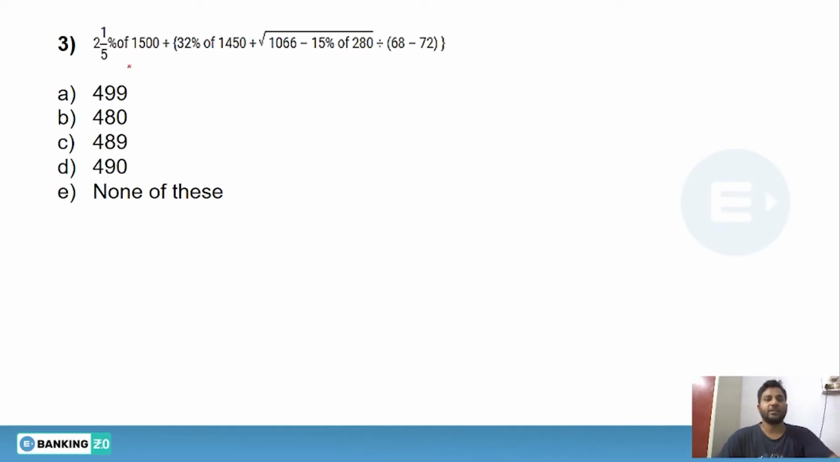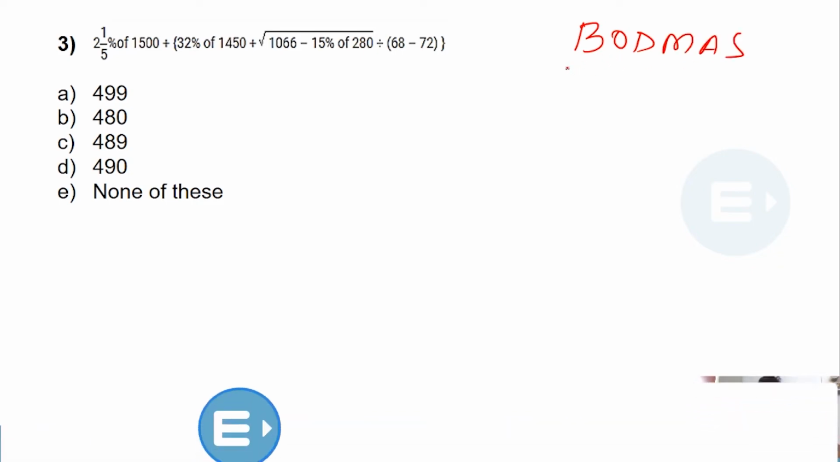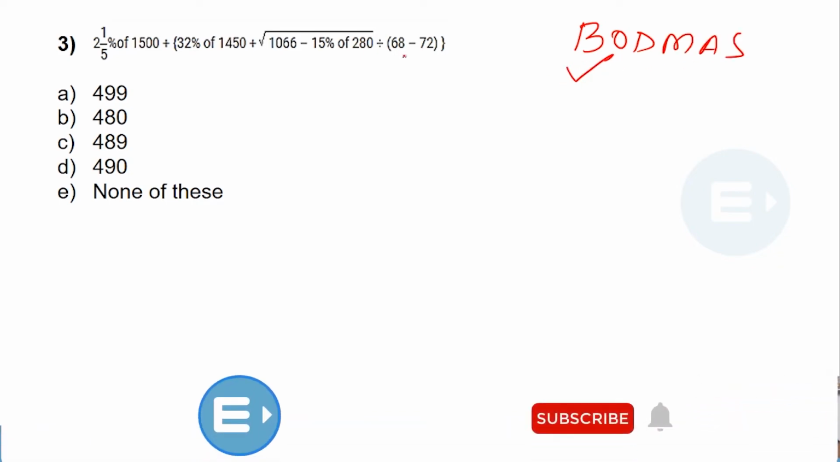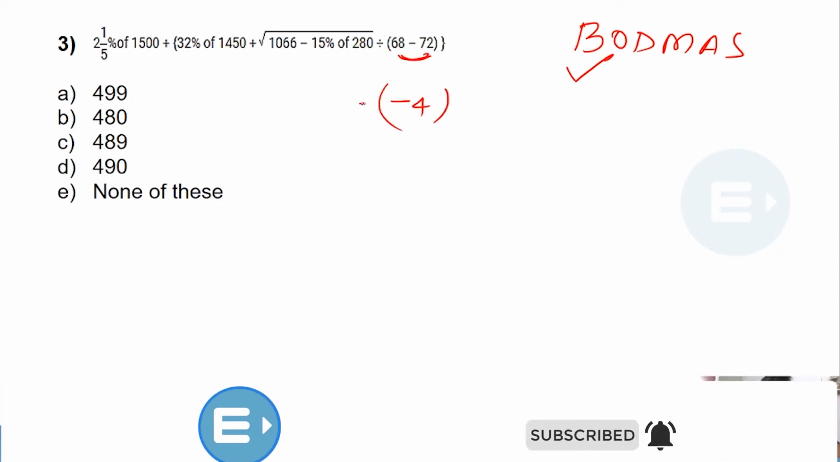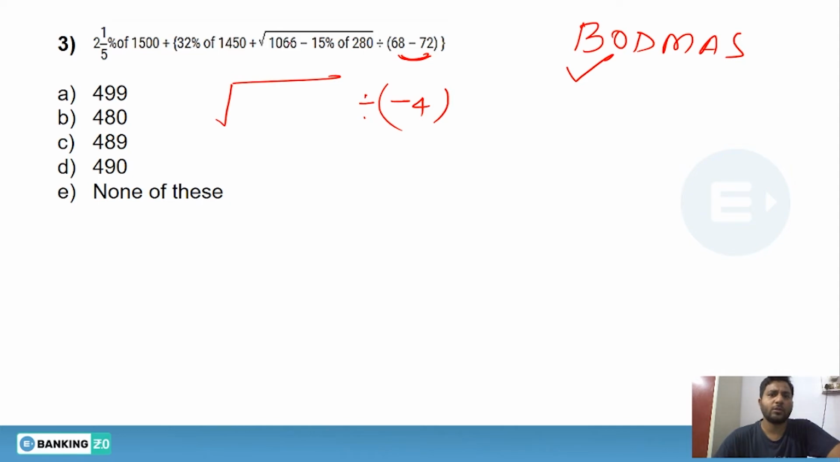Let's look at this question. This is a very good question, and we will use the BODMAS method to solve this question. Remember that always use the bracket first. So here is the bracket and it will give you -4. Okay, divide. Now what would you do?